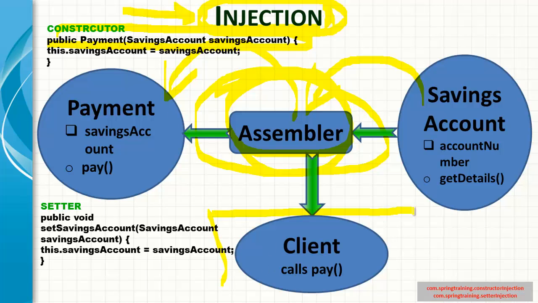Also see this client is not instantiating payment directly. Client says assembler, give me the payment service. The assembler goes to the payment service and initializes it, but before initializing it, it goes to the saving account, creates an instance, pushes it inside the payment, gets the payment, pushes it inside the client call, and then finally the client simply uses it. Client says give me the payment service. That's all it does. And the assembler pushes the payment service inside it, either using the constructor method or using the setter method. That's what injection is.